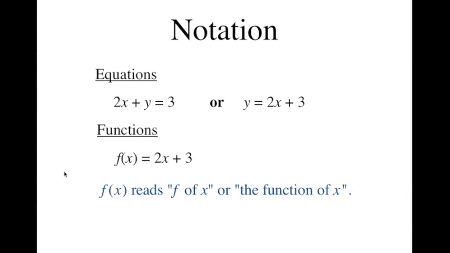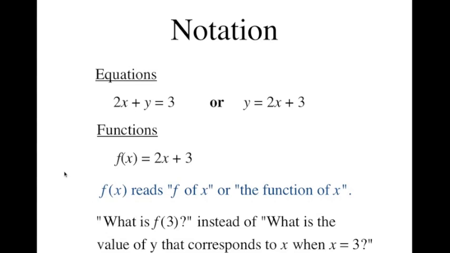And the reason we do that is because as mathematicians, we tend to sometimes be kind of lazy and we want to make things a little bit easier for ourselves. So we could say f of 3 instead of, what is the value of y that corresponds to x when x equals 3? That's a mouthful. We don't want to have to say that every time we're trying to work out a problem. So we say, what is f of 3?